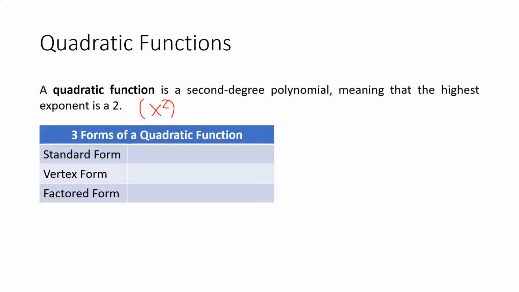All right, there are 3 ways you can write the equation of a quadratic function. The first is standard form, which looks like this. y equals ax squared plus bx plus c. For example, you might have something like y equals 3x squared minus 2x plus 7. This is a quadratic equation because it has that x squared.